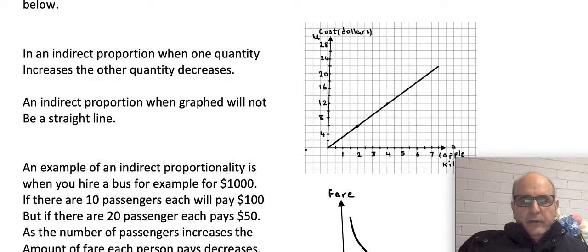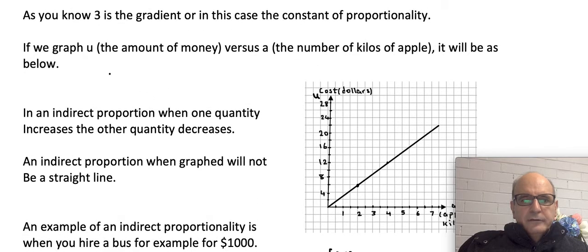So when one quantity is 0, the other one is 0. And the graph is going to be a straight line, and one quantity is always equal to a constant number, which is the constant of proportionality, times the other quantity. As we said, in this case, the constant of proportionality was 3.